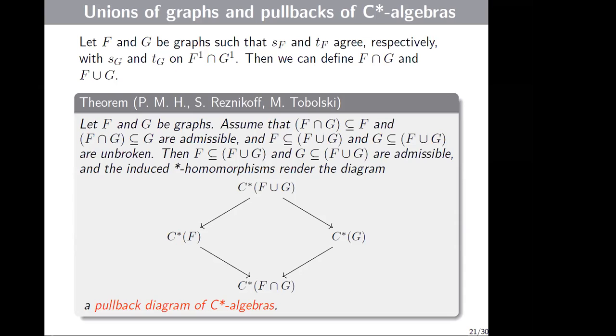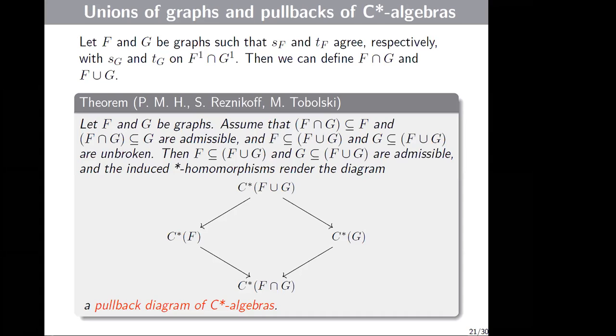Here the situation is as follows. I take graphs F and G, but in such a way that the source and target maps agree on the intersection of F1 with G1. So they agree on the intersection set of edges. If they agree, then the intersection graph is well defined, and also the union graph is well defined. There's an obvious way to define source and target maps on the union set if you have two maps which agree on the intersection. It's so easy, I'm not going to explain it, and it will be done in the course on the blackboard.